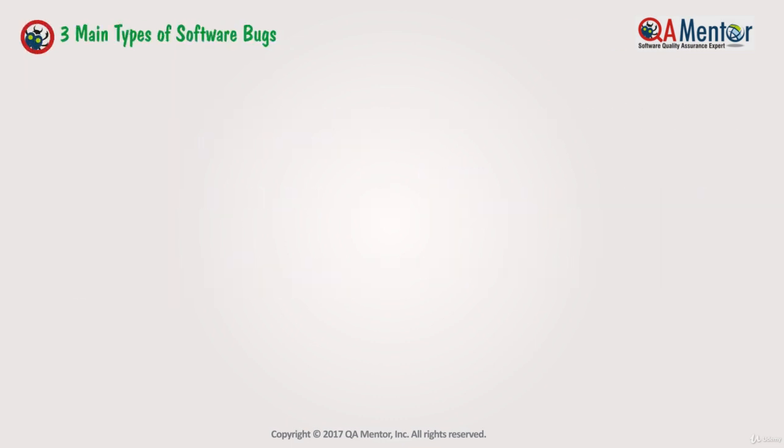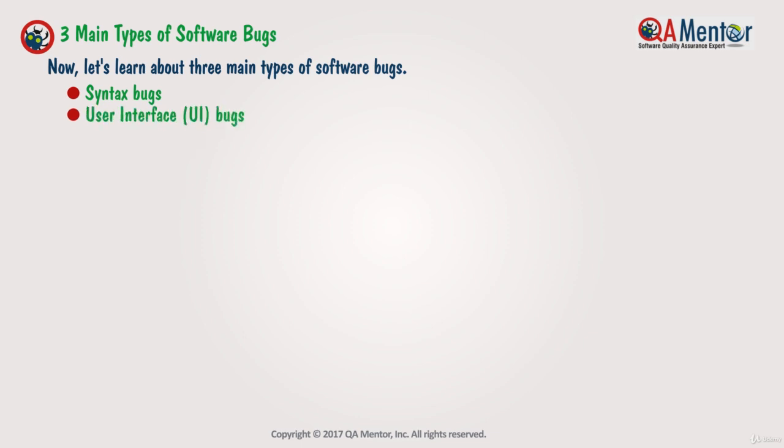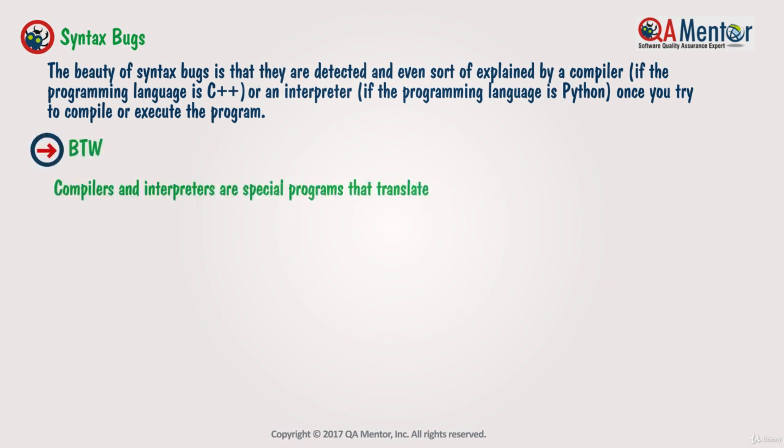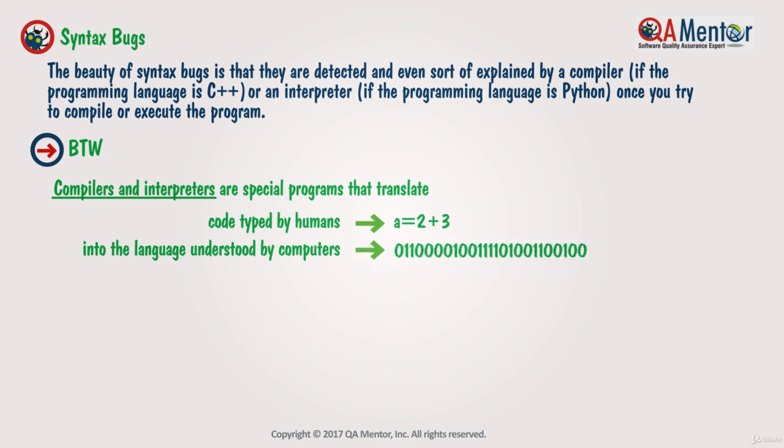3 main types of software bugs. Now, let's learn about the 3 main types of software bugs: syntax bugs, user interface or UI bugs, and logical bugs. Syntax bugs. The beauty of syntax bugs is that they are detected and even sort of explained by a compiler if the programming language is C++, or an interpreter if the programming language is Python, once you try to compile or execute the program. By the way, compilers and interpreters are special programs that translate code typed by humans into the language understood by computers.